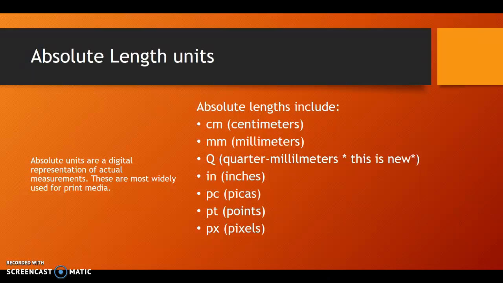So first, the absolute length units. They're fixed in relation to each other and they're anchored by some physical measurements. They're mainly useful when the output environment is known. And the absolute units consist of the physical units: centimeters, millimeters, quarter millimeters, the Q there. And this is the one that I just learned about. It's a new measurement that's trying to be put in use, but it's not right now supported by any browser. So it's not used right now, but I just wanted to let you know that it was out there.